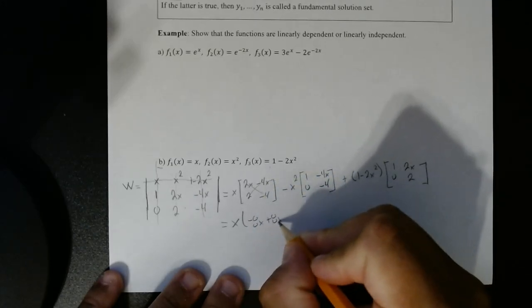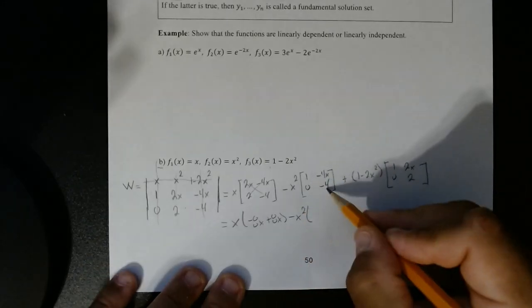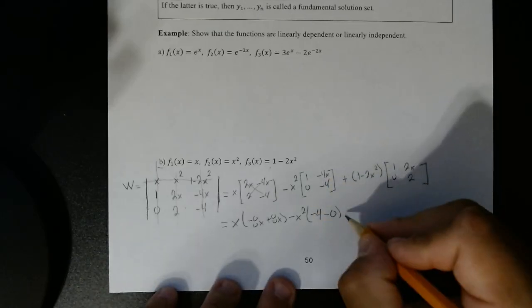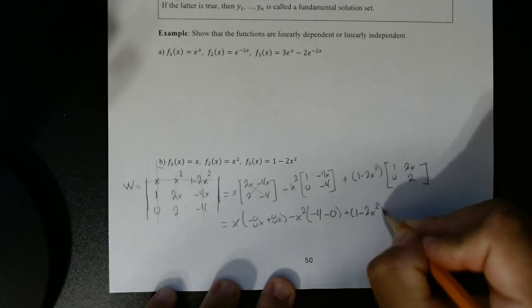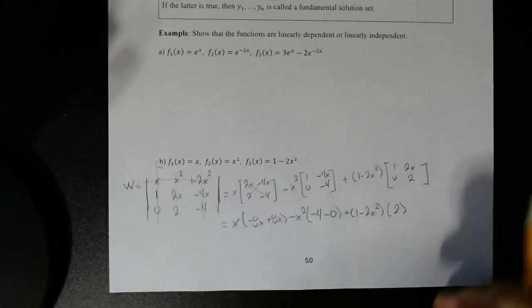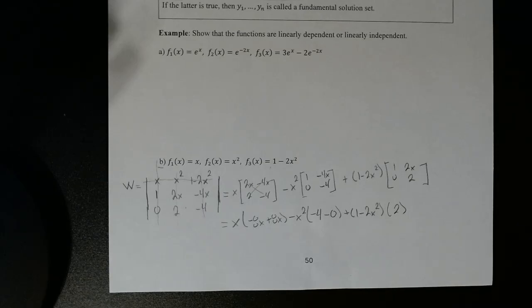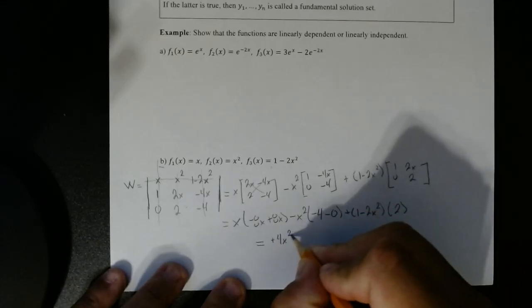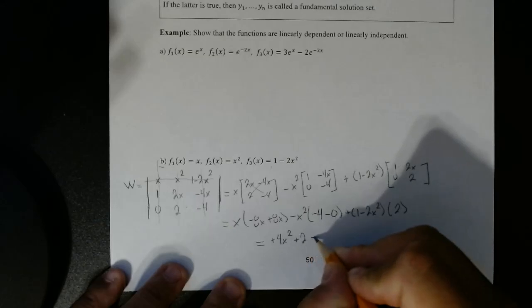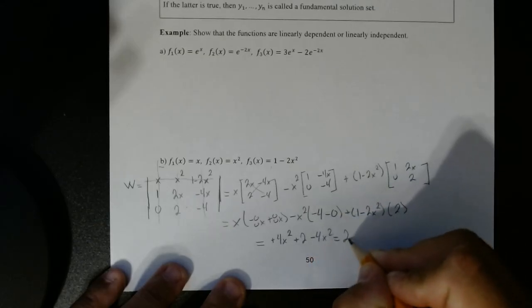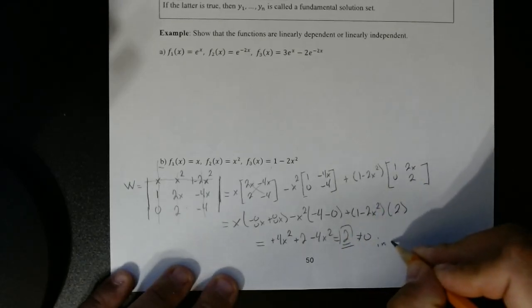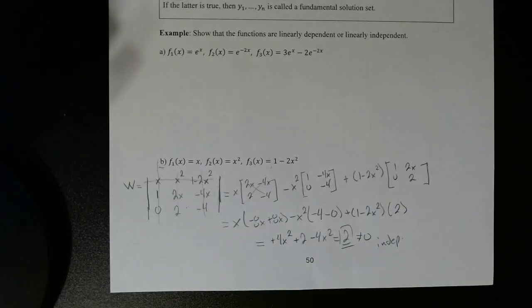Negative, negative makes a positive. This becomes 0. This becomes 0, so we get that. This all goes away, and distributing, which gives me 2. But again, this is not equal to 0, so they are independent. So that's how you show the Wronskian is actually true or not.